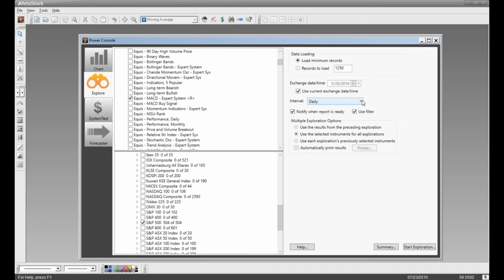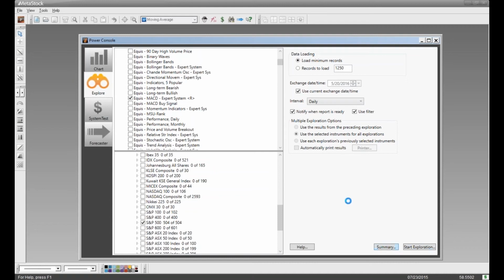On the right-hand side here, we can change the interval that we're looking at. Some of you intraday traders are going to be using our 1 minute or 5 minute, 10 minute, hour charts. I'm going to be using daily today. You can also go all the way up to yearly. We can actually select either a time range that we're looking for or records to load.